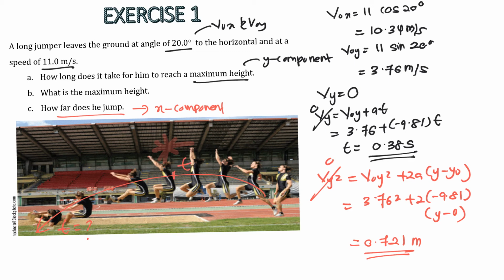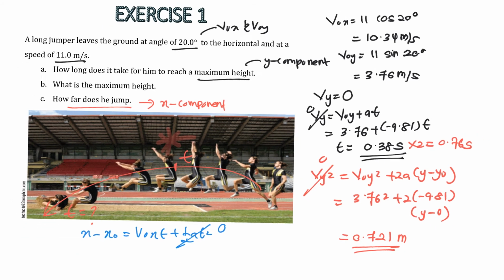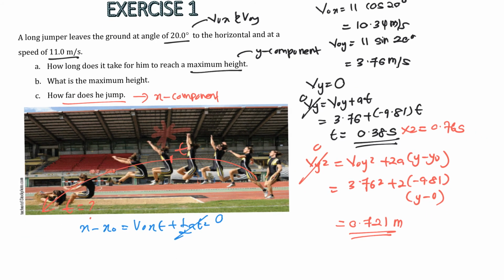Like I mentioned before, because air resistance is negligible, you are going to get a perfect parabola. You just multiply by 2 for this one. So 0.38 times 2, you are going to get 0.76 seconds. Once you get that, then you can use s minus s naught equals v naught x t plus half a t square. This one is going to be 0 because air resistance is negligible.